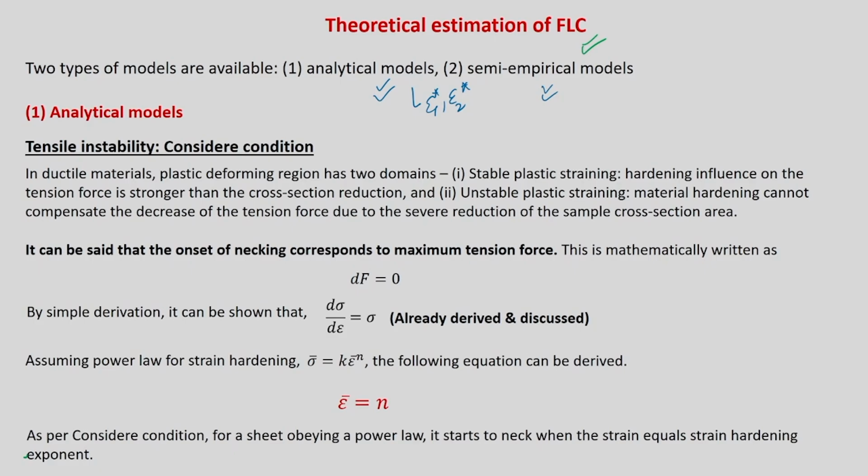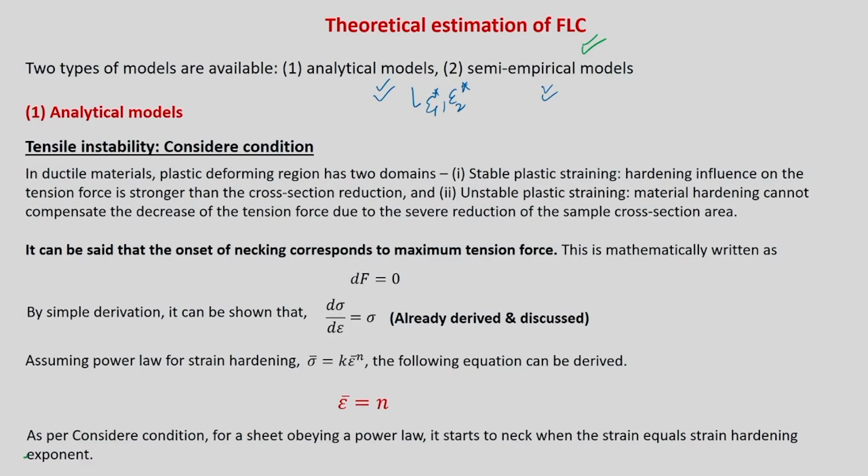There are semi-empirical models. Semi-empirical models means basically models based on some fitting, basically models based on some curve fitting. So like the way we studied the effect of UTS and uniform elongation, total elongation, right? Similarly you can also estimate the forming limit curve or data points in that using semi-empirical models.